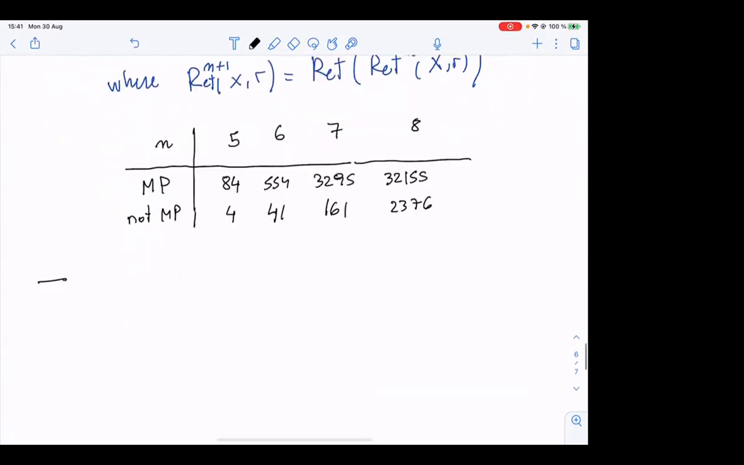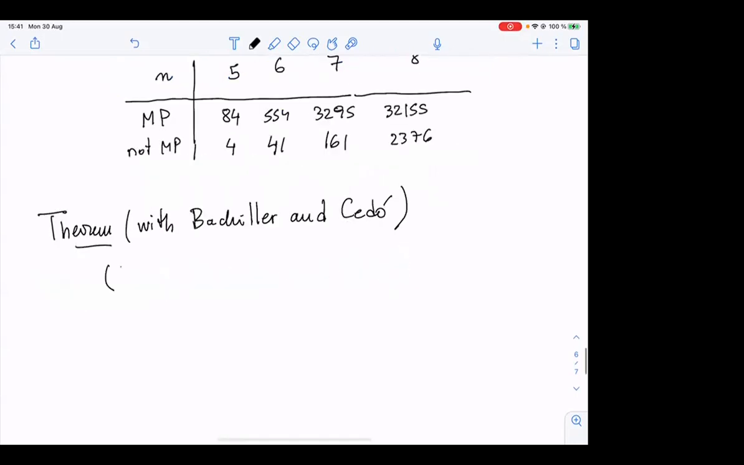I would like to mention the following result. This was done in collaboration with David Bachiller and Ferran Cedó. The theorem says that a solution is multi-permutation if and only if, in terms of the structure group, this group admits a left ordering.